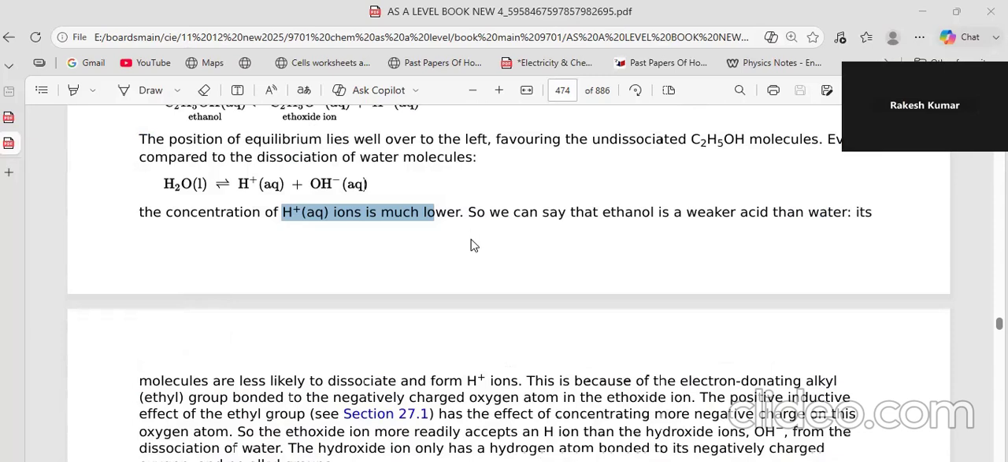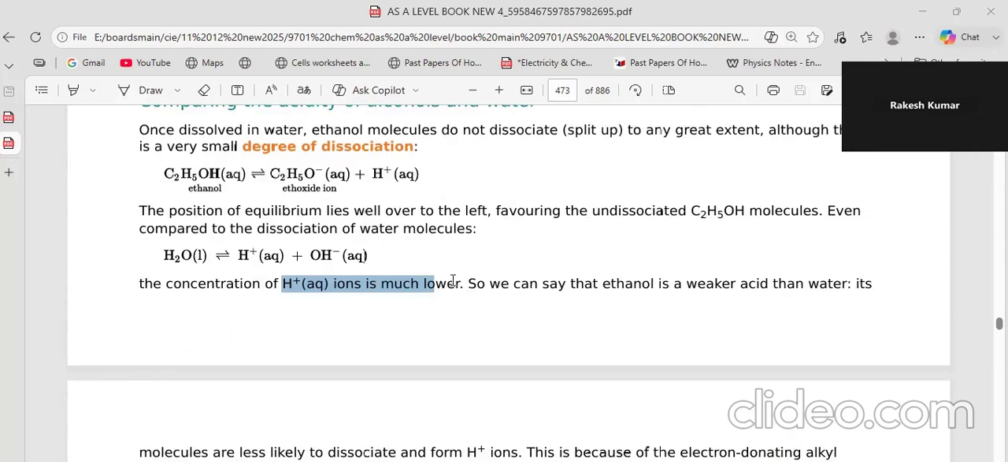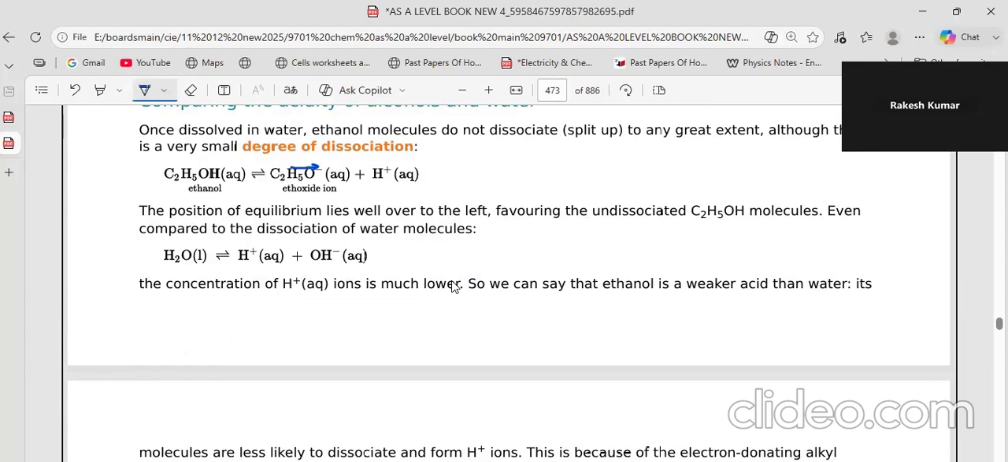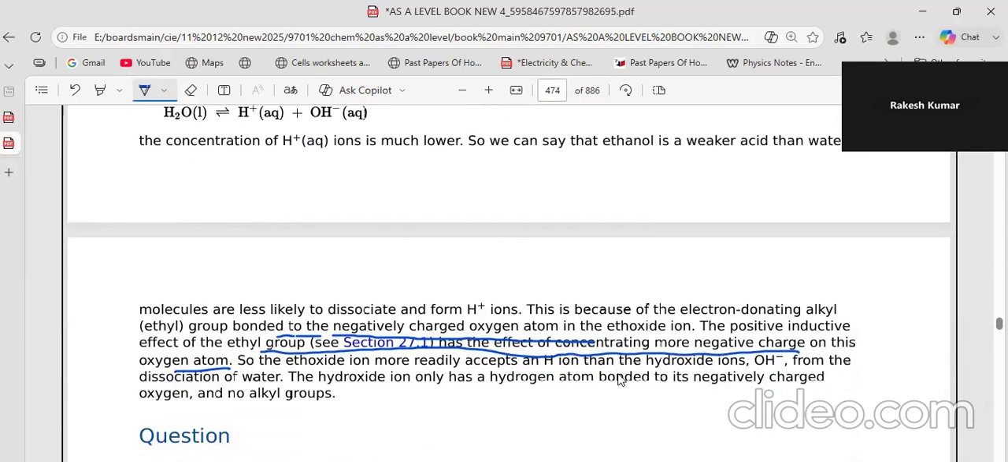Even if you put it in water, you see this is the electron donating group, CH3 and C2H5. So it will increase the negative charge on the oxygen, because of the positive inductive effect of the alkyl group, which gives a more negative charge on the oxygen atom. So the ethoxide will readily accept an H plus even from the water. So it is a weaker acid. It will take the H plus dissociated from water, and so it is a weaker acid than water. It's acting as a base. It is accepting H plus.